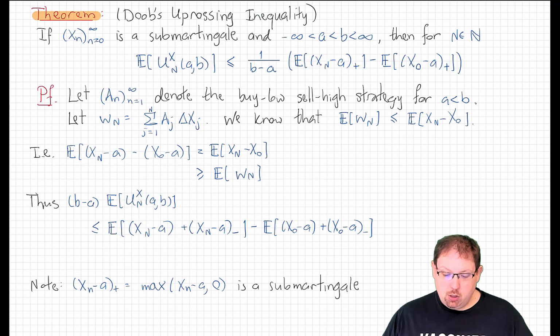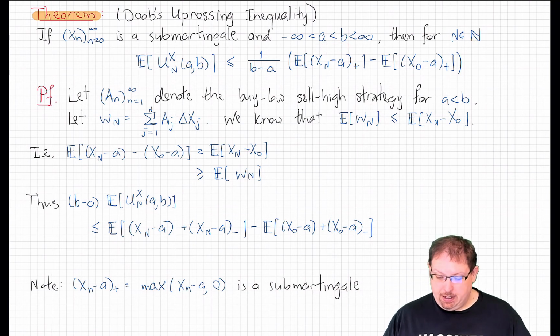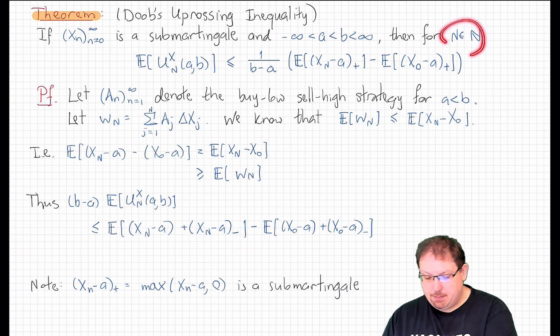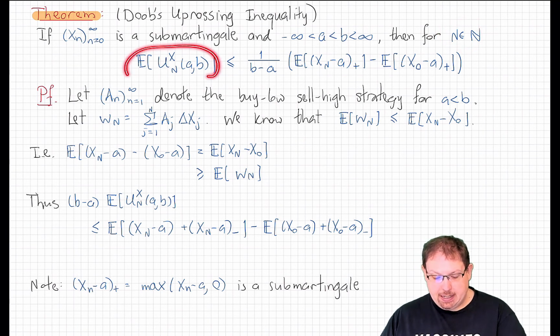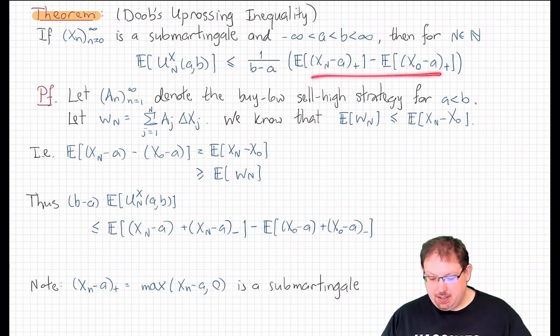And that is Doob's upcrossing inequality, which says the following. If Xn is any submartingale, and we have two bounds a less than b, which are finite numbers, then for any finite time step n, the expected number of upcrossings of our submartingale from a up to b in the time interval from 0 up to n is no bigger than 1 over b minus a times this difference, the expected value of the positive part of Xn minus a, minus the expected value of the positive part of X0 minus a.